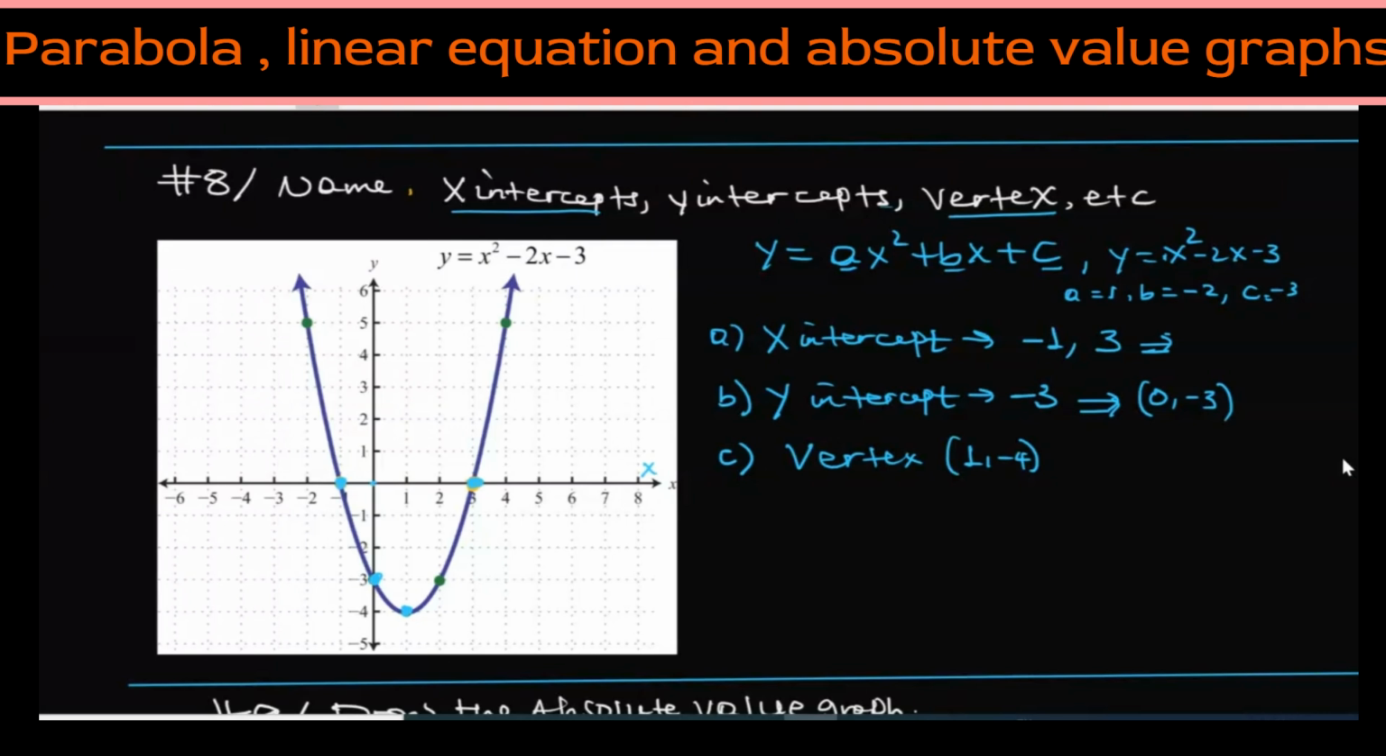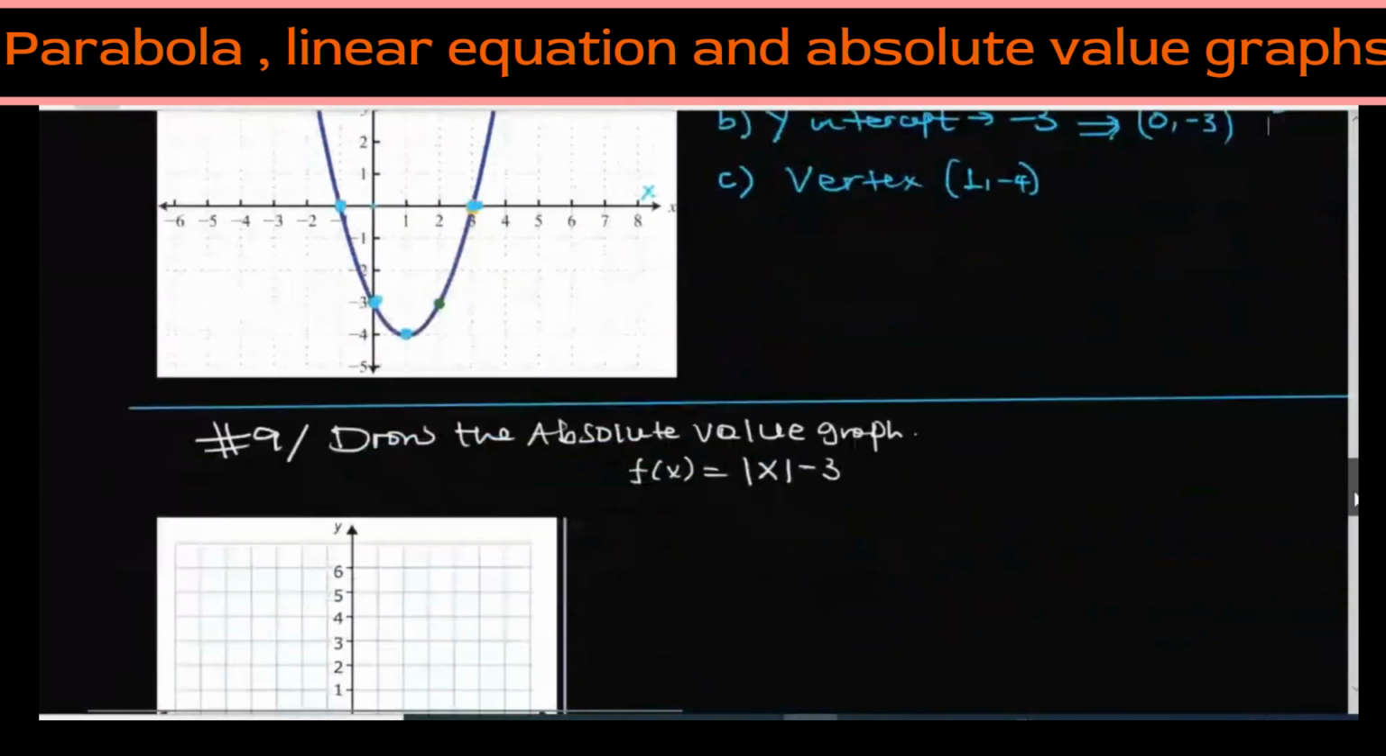And then the x-intercept, well, these are the 2 points, but in the x-intercept, the y value is always 0. So I can write them this way. So x negative 1, y 0, and x 3, y 0. So this is the perfect way of writing the x-intercept, the y-intercept, and the vertex. All right, let's continue now.